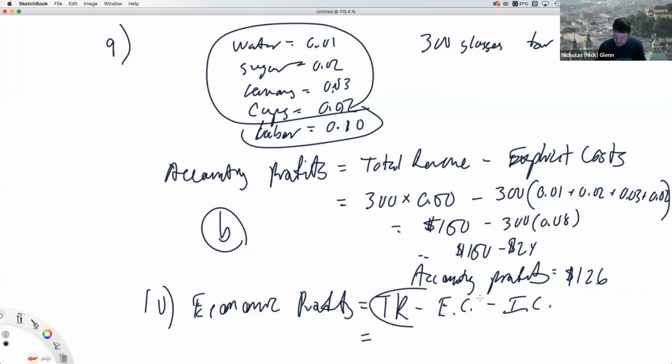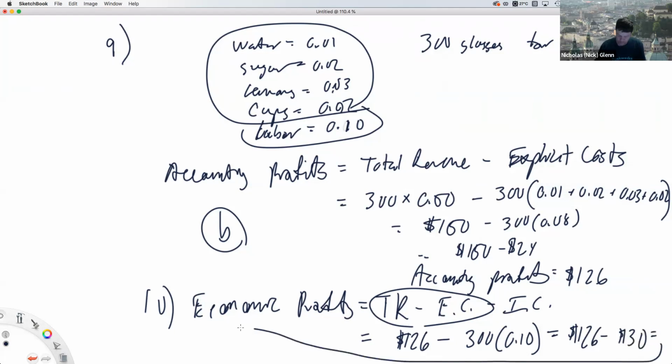So we know this part. We know this is $126. We've got to include the implicit cost: 300 times 0.10. So that equals 126 minus $30. And so what does that equal? Well, that's going to be 96. That's the economic profits here, $96. And so that will be C. Okay. That's going to be C on that one.